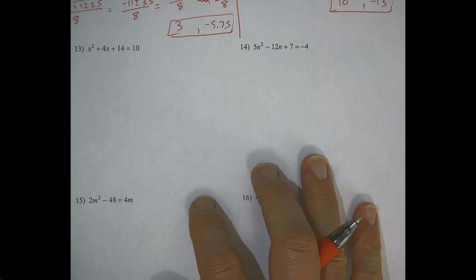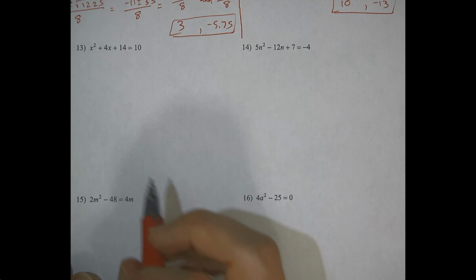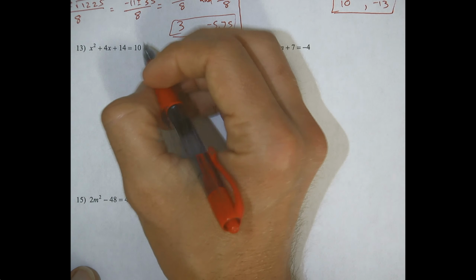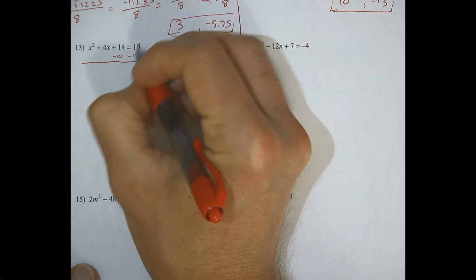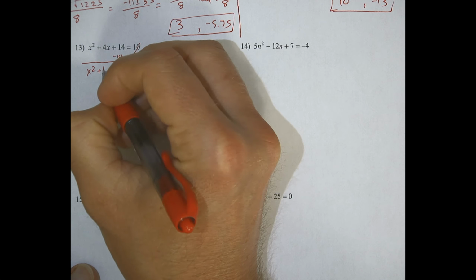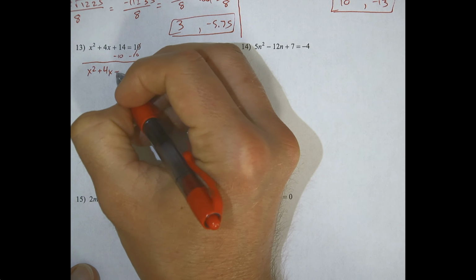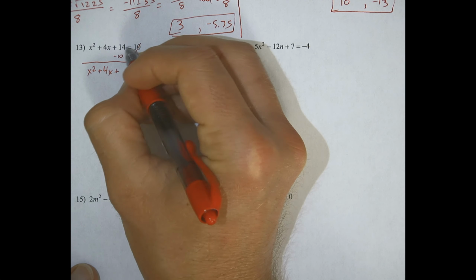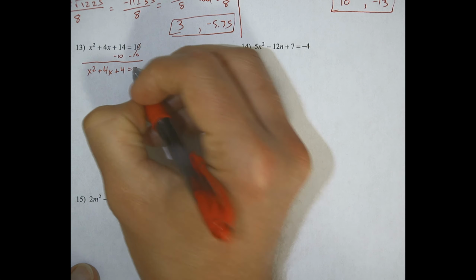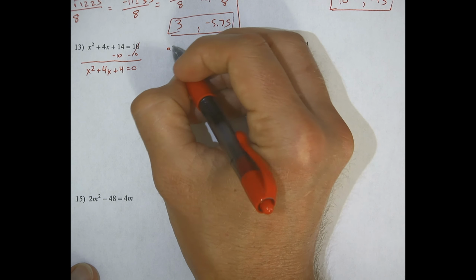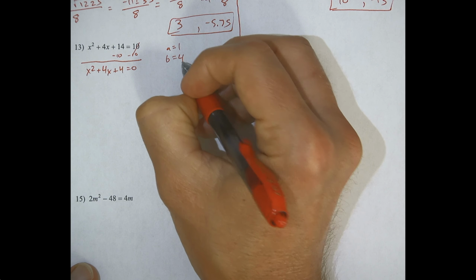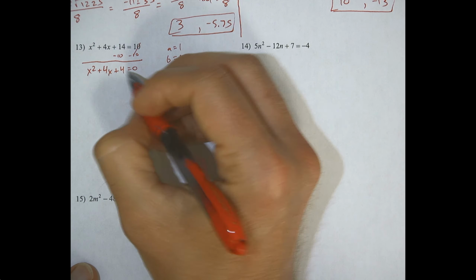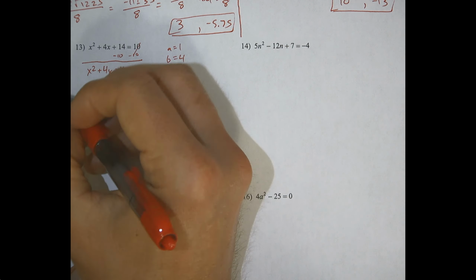Okay, as I move to 13, I find one that's not in standard form, so I cannot declare my A, my B, and my C until I get it there. So I need to minus 10 from both sides here. So I get x squared plus 4x plus 4, I should say. Positive 14 minus 10 is positive 4. Now I can look at my A, B, and C. Coefficient to x squared is 1. B is 4. C is also 4.